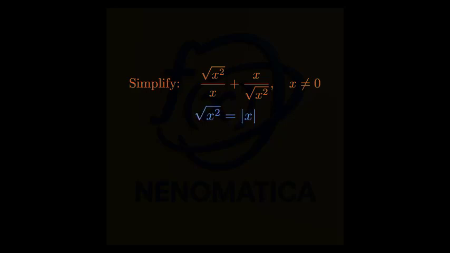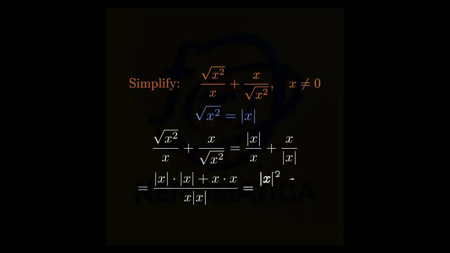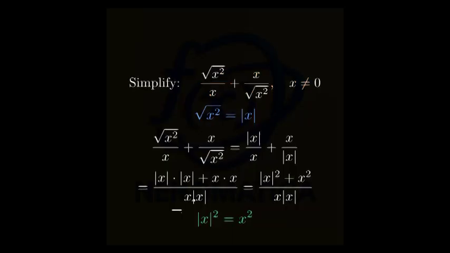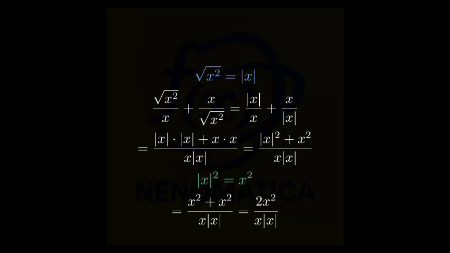Step 1. For any real x, the square root of x squared equals the absolute value of x. Step 2. Put both terms over the common denominator x times absolute value of x. Step 3. The square of absolute value x equals x squared. So the numerator becomes x squared plus x squared, which is 2x squared. Step 4. Cancel one factor of x to get 2x over absolute value of x.